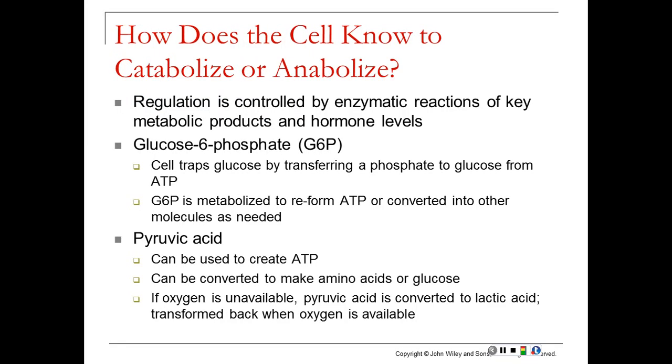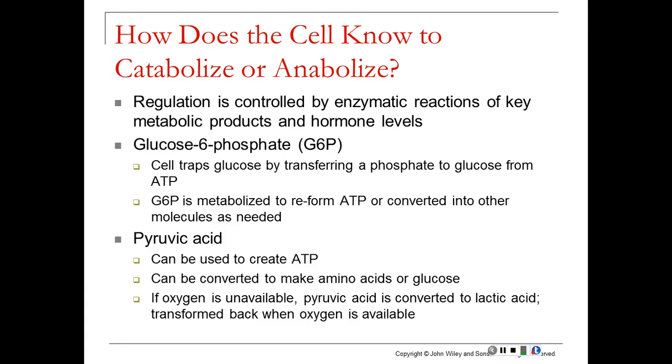So let's talk about how cells know whether or not they should catabolize or anabolize. The regulation of this is controlled by special enzymes, and it's going to be regulated by the metabolic products, rather, through negative feedback, as well as hormone levels. Glucose 6-phosphate is a special molecule that's going to be metabolized to reform ATP, or it can be converted into other molecules as needed. Basically, the cell traps glucose by transferring a phosphate to glucose from ATP to make the glucose 6-phosphate, and then this G6P can be reused as an emergency energy reserve.